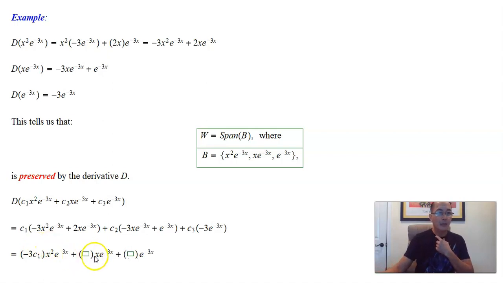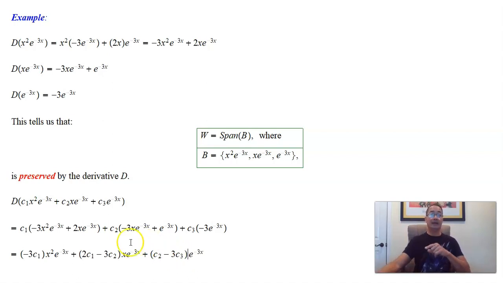So far, so good. Where will we find x e to the minus 3x? Ooh, here's one. So we get 2c1. And here's another one, minus 3c2. Finally, where will we get this term? Not here, but there's one over here. So that gives us a c2. And there's one over here, so that is a minus 3c2. All right, so that looks like a linear combination of the functions in B.